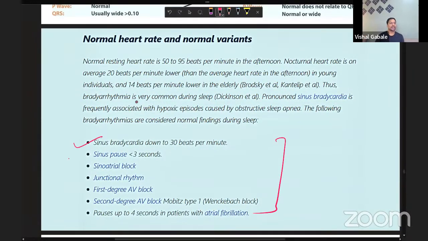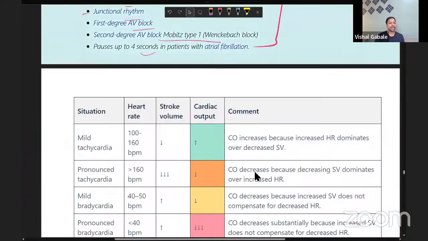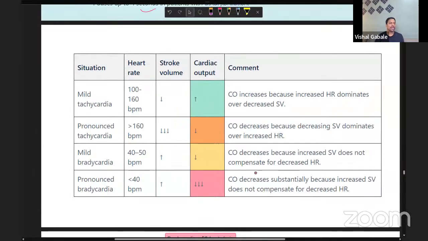These are some of the normal changes you can see in a normal heart. First is sinus bradycardia, sinus pause less than 3 seconds, sinoatrial block, nodal rhythm, first degree AV block with Mobitz type 1, then pauses up to 4 seconds.